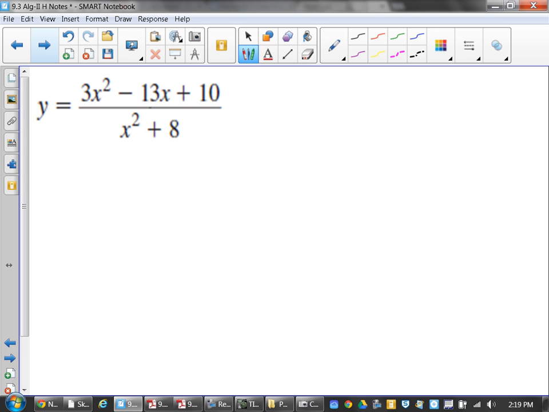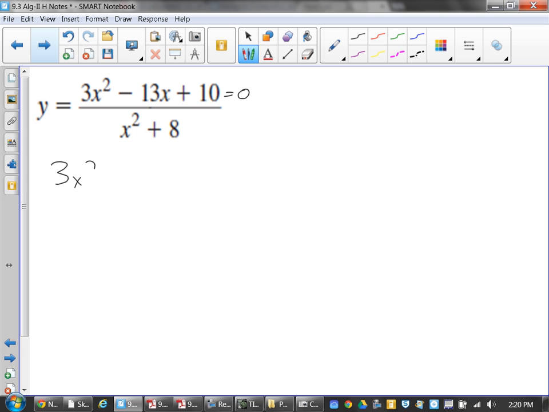I have 3x squared minus 13x plus 10 in the numerator, x squared plus 8 in the denominator. I'm going to go through the same process of doing rough sketches and plotting out everything that I need to know. The first thing they do is always find the zero of the numerator, which means I'm going to factor that. So what times what is 30 that you add together to get negative 13?